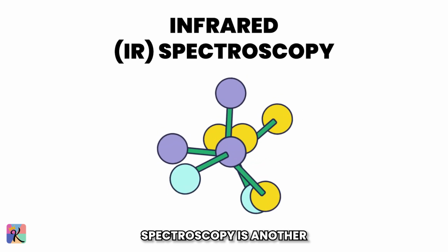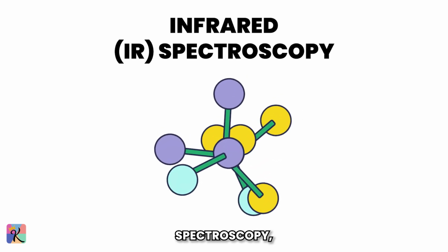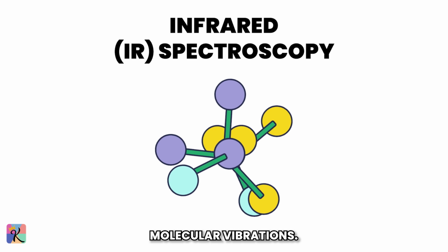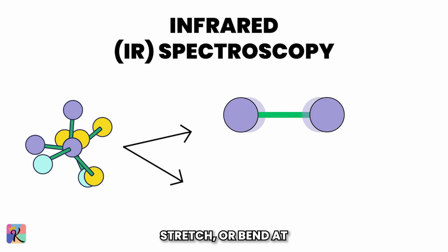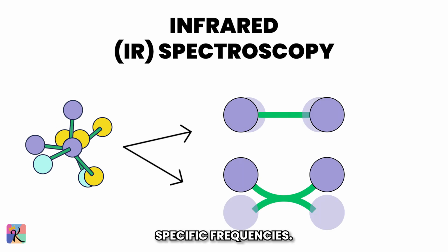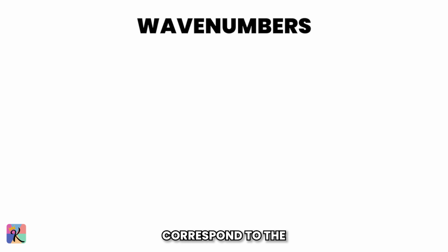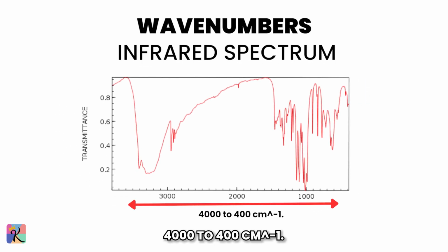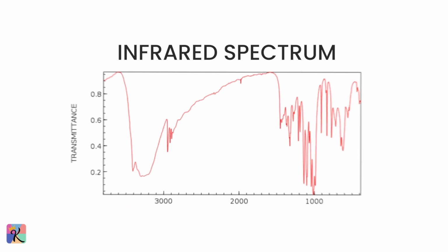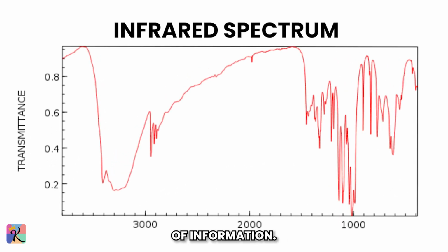Now, let's delve into infrared (IR) spectroscopy. IR spectroscopy is another form of absorption spectroscopy, but focuses on molecular vibrations. When molecules absorb IR radiation, their bonds vibrate, stretch, or bend at specific frequencies. These frequencies correspond to the wave numbers in the IR spectrum, usually ranging from 4,000 to 400 wave numbers. The IR spectrum provides a wealth of information.